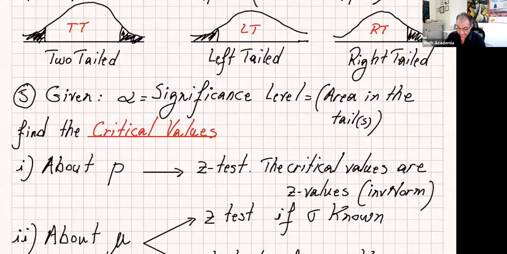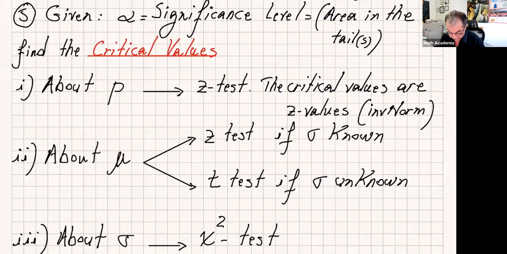Now, let me go over these 3 steps. If the claim is about P, that means population proportion, then you're dealing with a z-test. Z-test means the critical values are z-values or z-scores. And if you're using our calculator, we can use inverse norm to find those critical values.